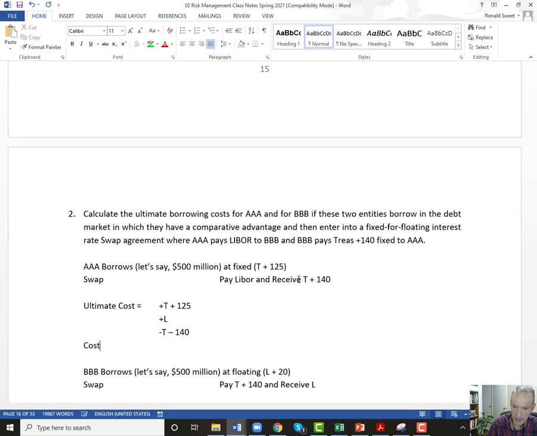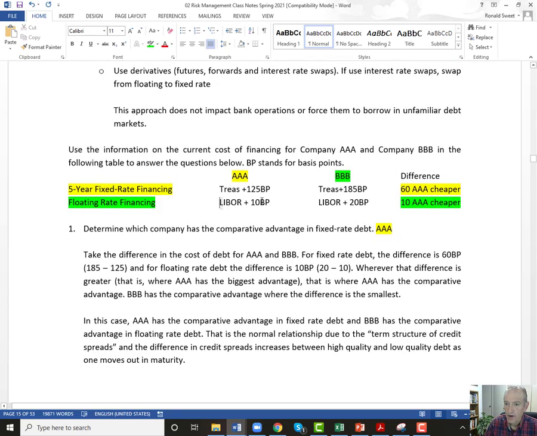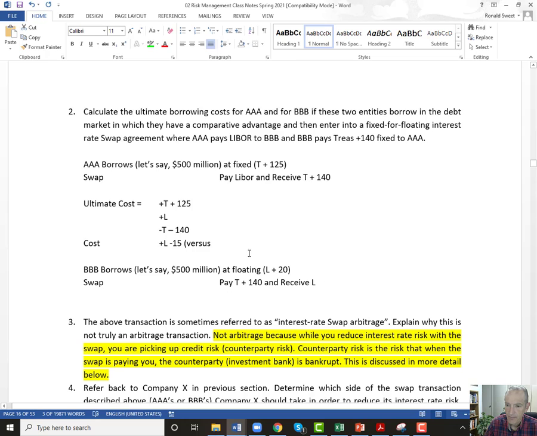So the cost is going to be what? Well, the T's cancel out. So all we're left with is the L, and we have 125 minus 140, that's L minus 15. That's their cost of debt versus what would they have borrowed in the markets. In the markets, they would have borrowed LIBOR plus 10. So they save what? 25 basis points, cheaper debt. Now you say, well, my word, how did they do that? It must mean that Triple B is paying much more for their debt, right? If Triple A is coming out ahead, obviously Triple B is coming out behind.